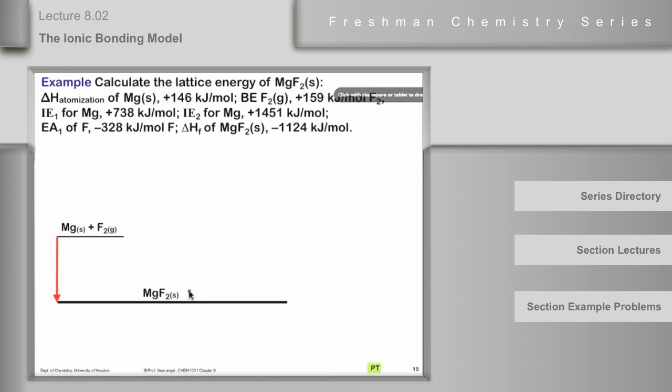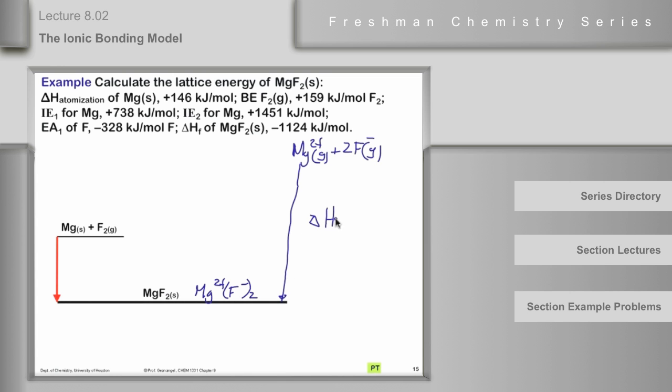MgF2 is going to be Mg2+ and then F- taken 2 times. Ultimately, what we want to solve for is the delta H of this process: Mg2+ in the gas phase, 1 mole of it, plus 2 moles of F- in the gas phase. And these things come together from the gas phase and form the solid. This is delta H of lattice. Okay?